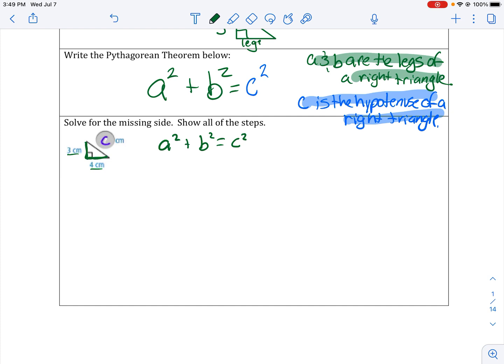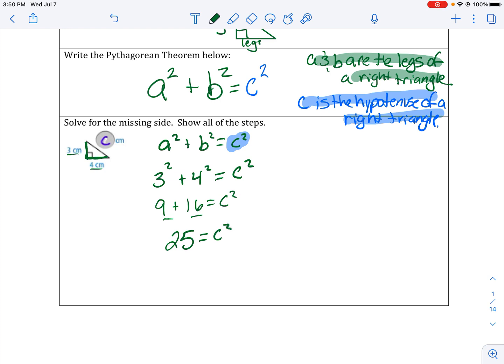I see that I'm trying to solve for my hypotenuse, so I'm going to highlight C. That's what I'm trying to solve for. Now I'm going to substitute the legs in for A and B. So I'm going to substitute 3 in for A, so it's 3 squared plus 4 squared equals c squared. Because I'm trying to solve for the hypotenuse, I need to solve for c. So now I solve this equation. 3 squared is 9, 4 squared is 16. Combine my like terms, right? 9 plus 16 is 25.